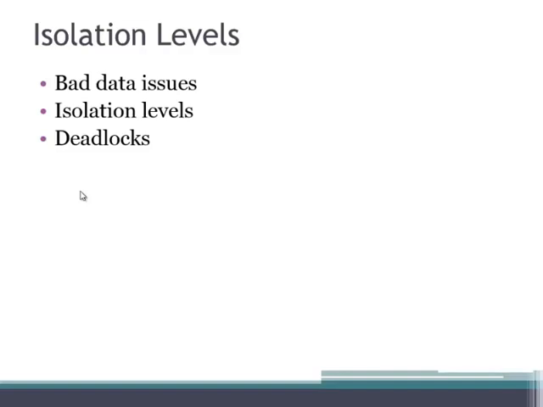In this session we are going to talk about isolation levels. There are three items that we're going to cover. The first, we're going to talk about some bad data issues, things that might go wrong when you're reading data. The second thing we're going to talk about is isolation levels and how those isolation levels can resolve or at least make you aware of the types of bad data issues that you might receive when you're running a query. And we're going to conclude by talking about deadlocks, what they are, how you can recognize when one's occurred, and what you can do to resolve it.